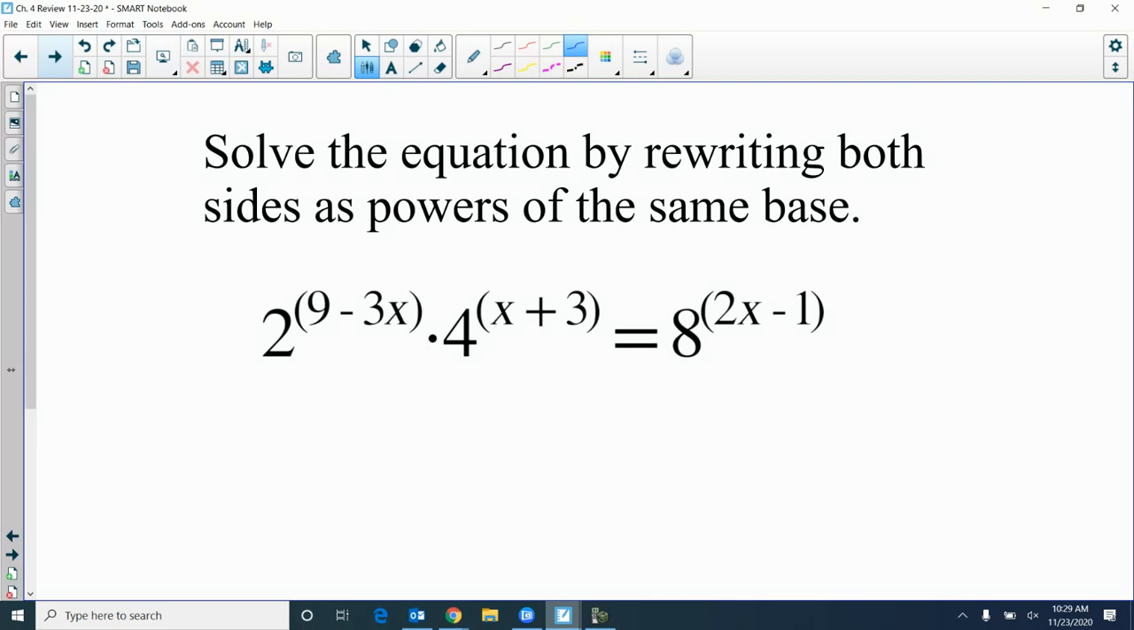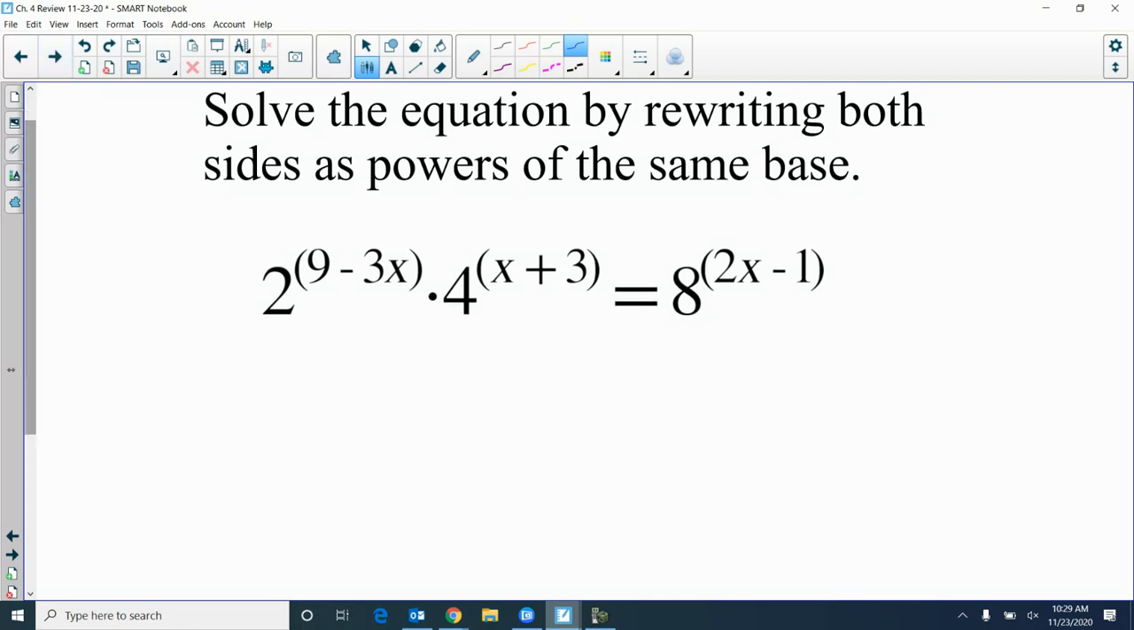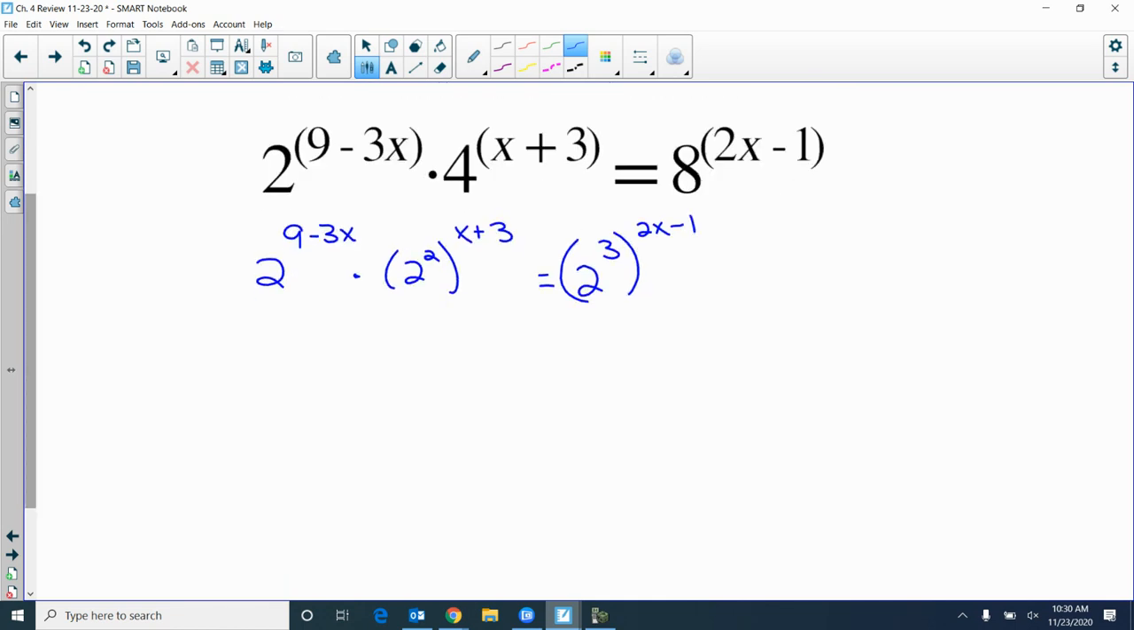All right, now here, you got to take a look at each base and convert it to the same thing. So 2, you can't do anything with, so just leave that. 4 can be written as 2 squared. 8 can be written as 2 cubed. And both of those are to their respective powers. The first one to the x plus 3, the second one to the 2x minus 1. Now remember, you got a power to a power, so you multiply those together. So this is 2 to the 9 minus 3x. This is 2 to the 2x plus 6 equals 2 to the 6x minus 3.